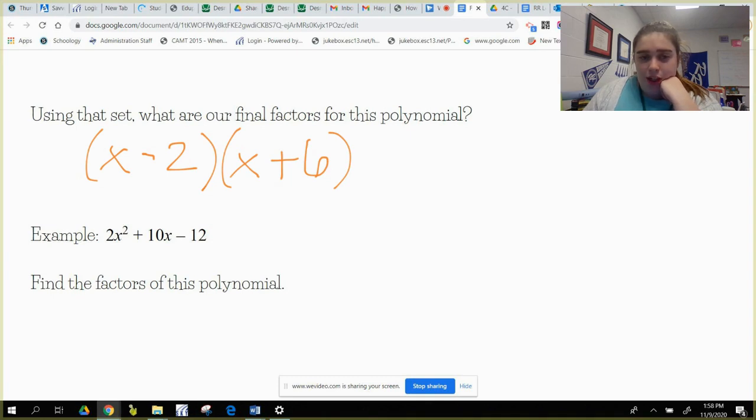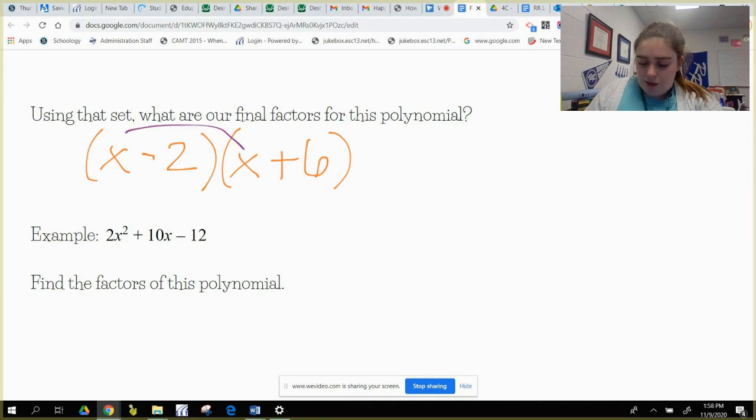So we can check that by multiplying, right, which is the opposite of factoring. So let's check our work. Let's multiply these factors and see if it comes back to be our original polynomial that we had. So let's do the FOIL method, do it really quick.